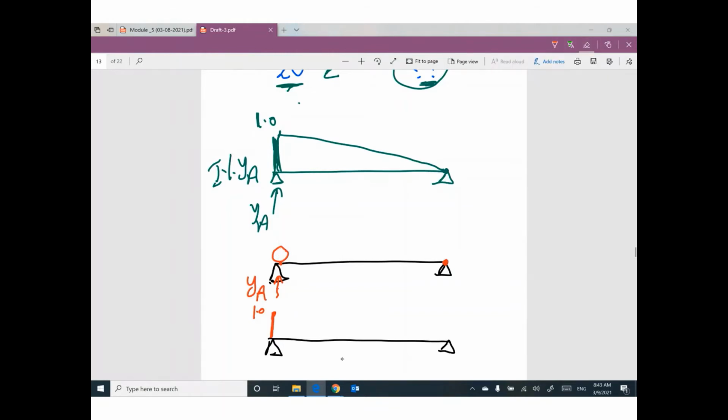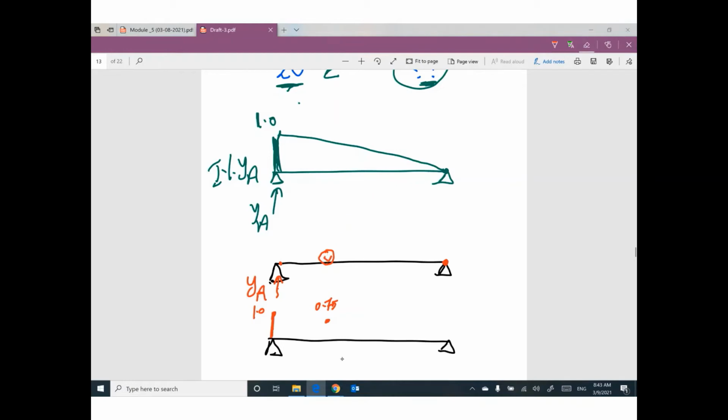What will happen if the moving load moved a little bit here? The value of YA will be 0.75. I did my calculations and I found YA equal 0.75. So I put 0.75 here. Why you put 0.75 here? Because the position of 1 unit of the moving load is here. So I put 0.75 at this location.